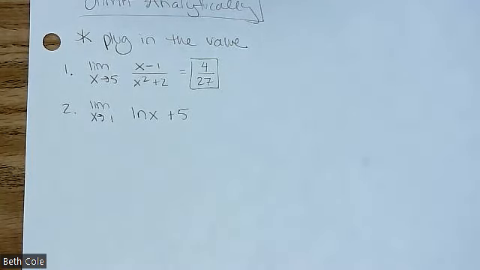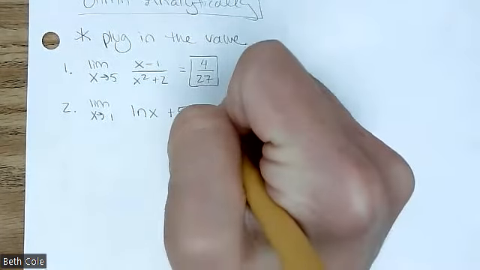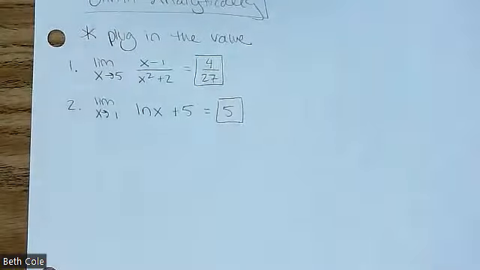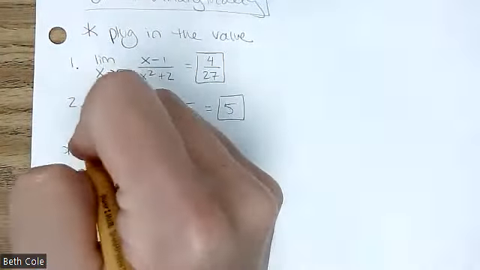Oh, no, you're thinking of base 10. This is base e. It's e to what power would give you 1? What exponent gives you 1? 0. Good. So this part is 0 plus 5 is 5. Any log of 1 is going to be 0 because anything to the 0 power gives you 1. But the whole takeaway there is you want to plug in the number. That's always your first approach.